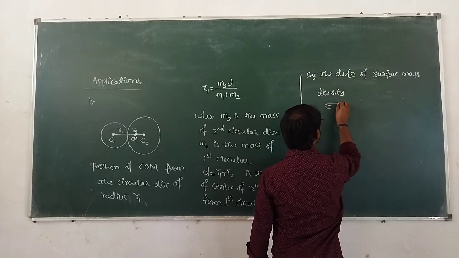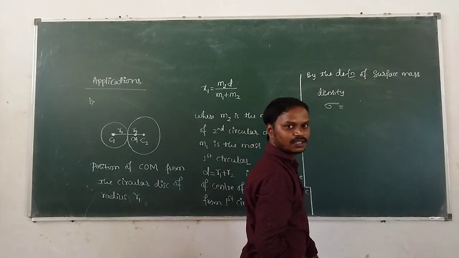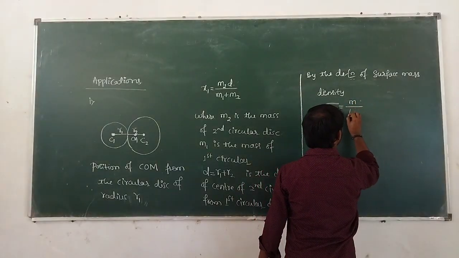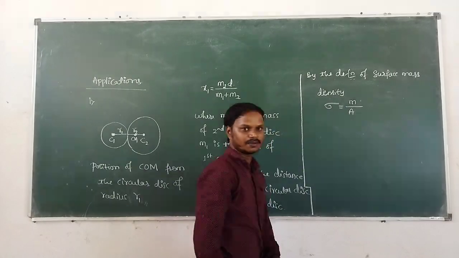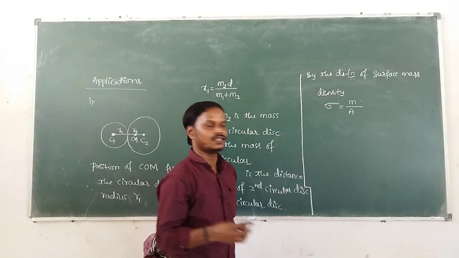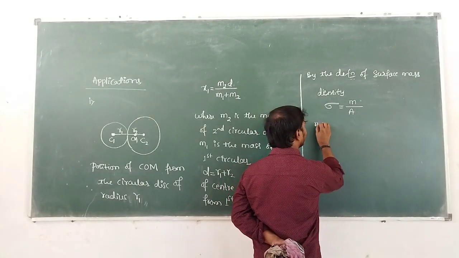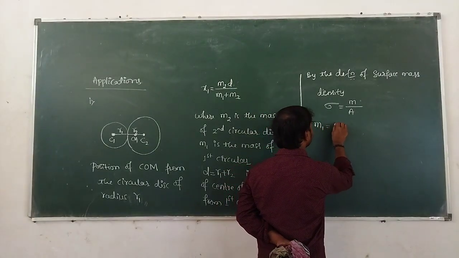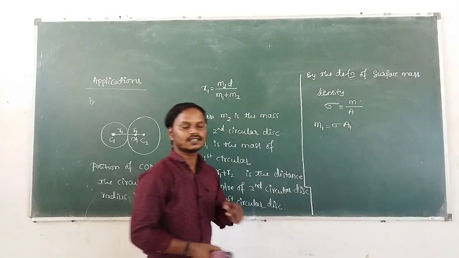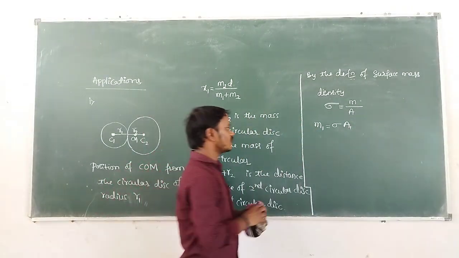Surface mass density can be represented by sigma. Then sigma is equal to the mass of the circular disk per area of the circular disk. Now we are going to find the mass of the first disk. So we can write m1 is equal to sigma into a1. What is a1? a1 is nothing but the area of the first circular disk.